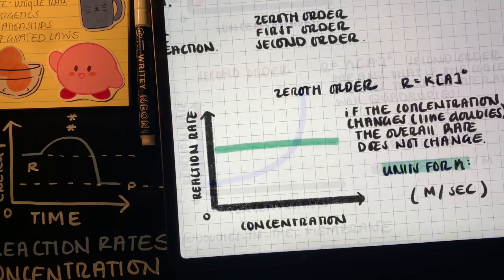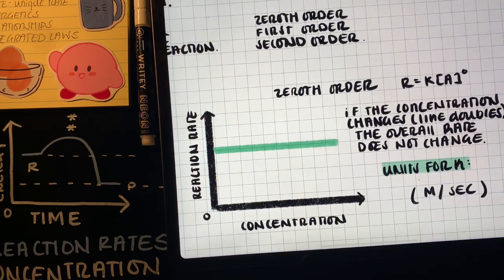And finally, the third most common rate order is zeroth order. This one's probably the easiest, because no matter how much we change the concentration, the overall rate of the reaction is going to stay the same. Now, the units of K are molarities over seconds, since we're not getting any units from the concentration, so that the reaction rate equals the reaction constant.